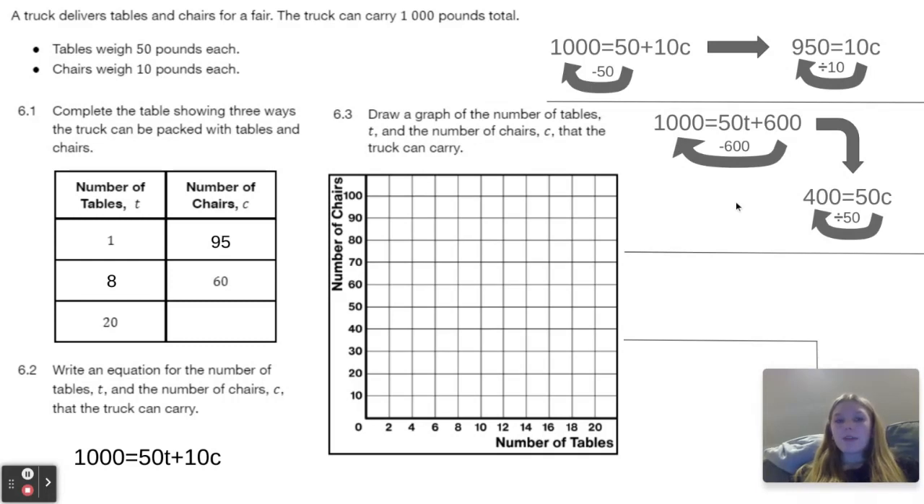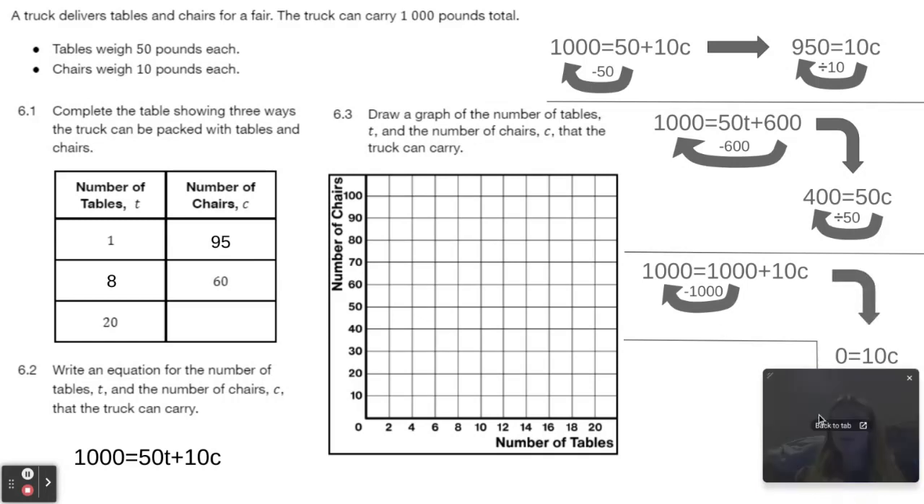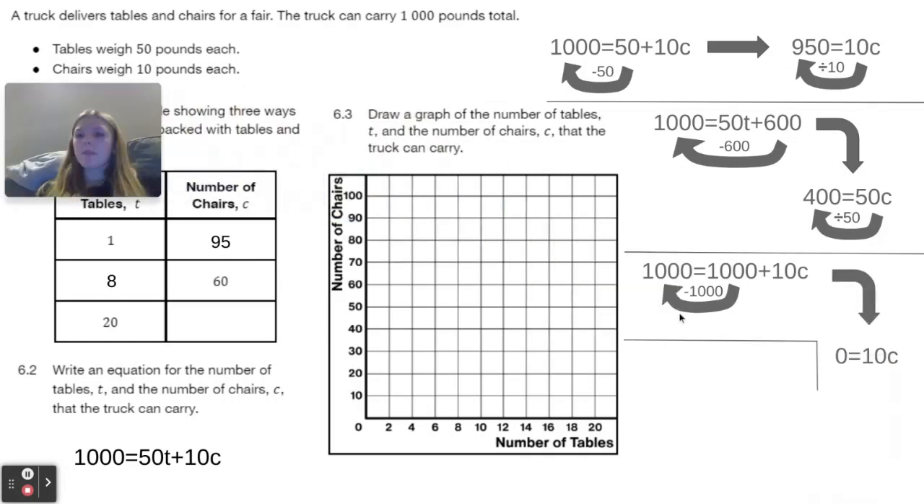Now the number of tables is 20. So we fill that in, multiply 50 times 20 to get 1,000. So now we minus 1,000 from 1,000 to get 0 is equal to 10C. But 0 divided by 10 is just 0.